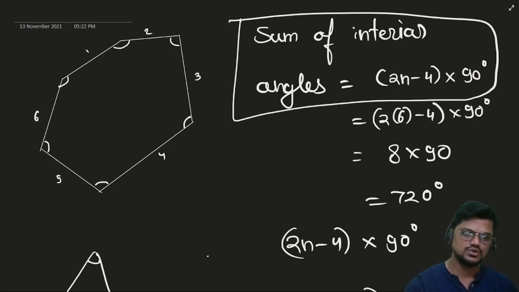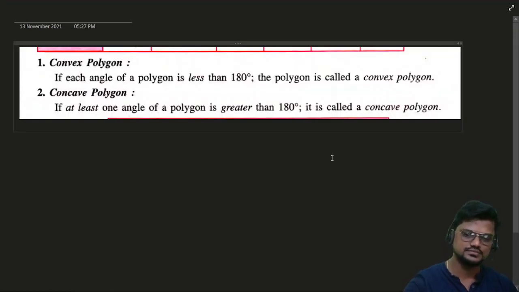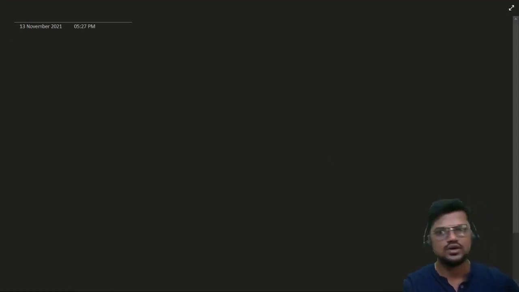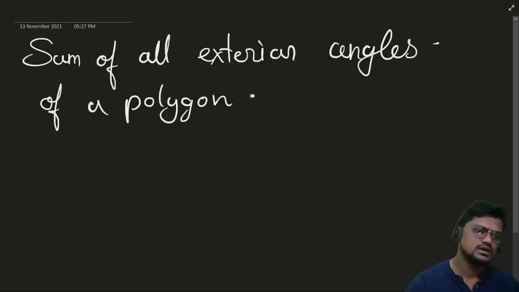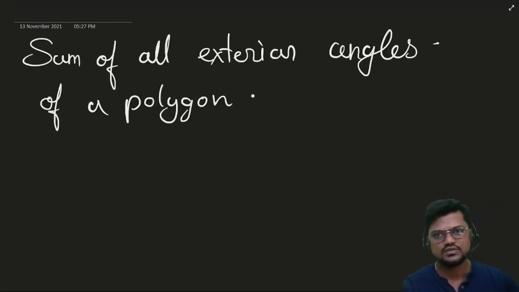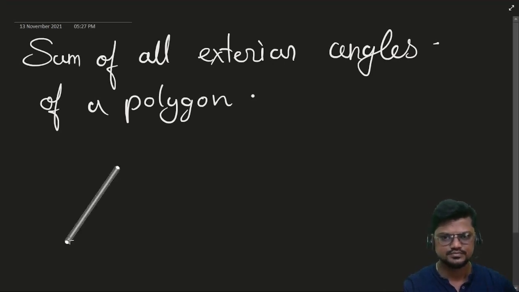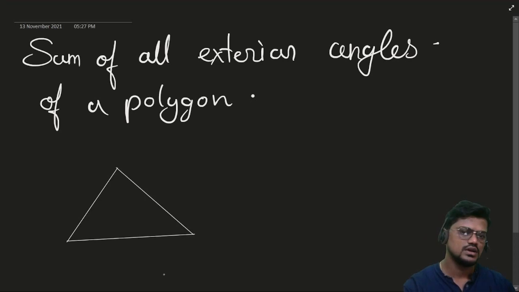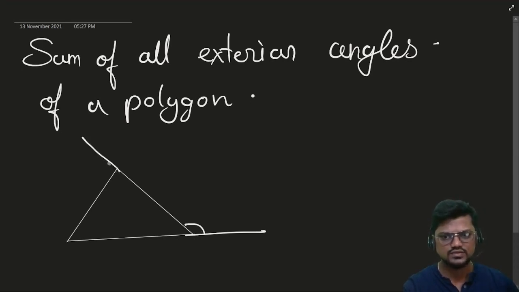Now also, let us understand what is the sum of all the exterior angles. Suppose I am drawing a triangle like this. What are the exterior angles for this? The exterior angle for this will be this. The exterior angle for this will be this. And the exterior angle for this will be this.